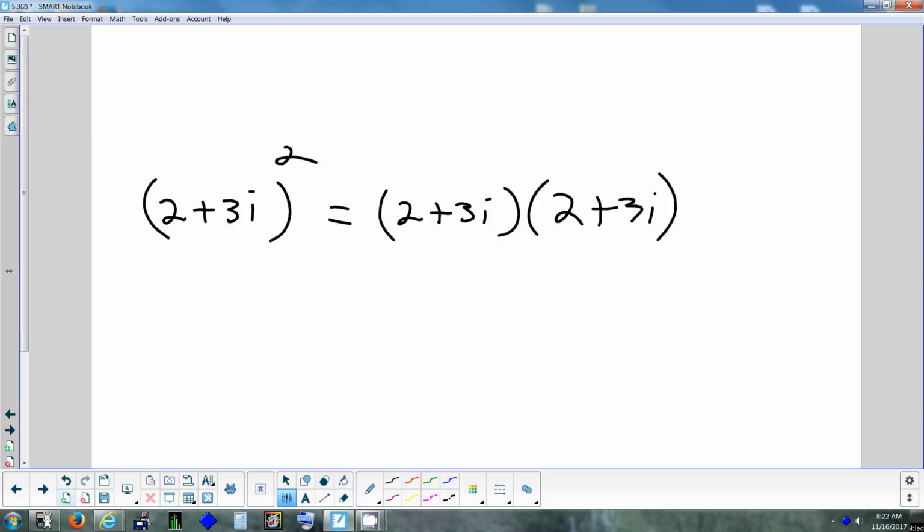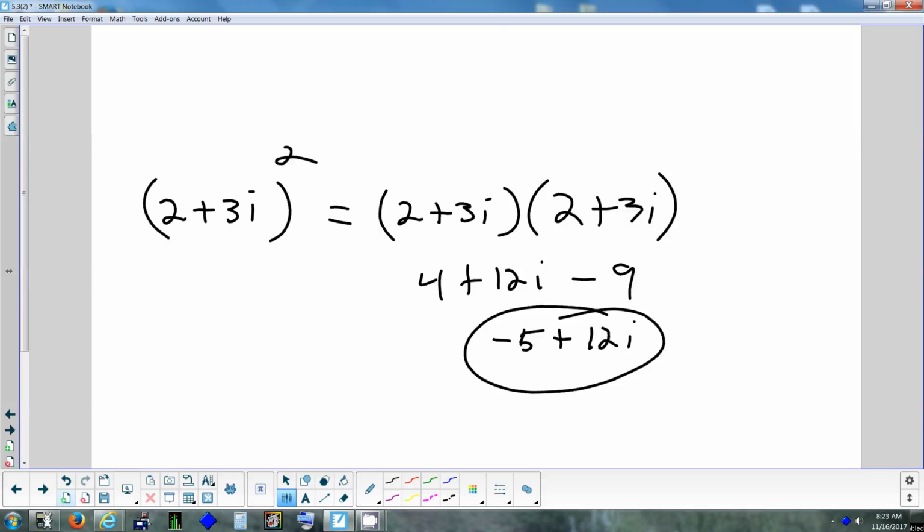So if we were going to do that out, we'd get 4 plus 6i plus another 6i. 3i times 3i is 9i squared, which is a negative 9. And then you'd combine like terms. What's 4 minus 9? Negative 5 plus 12i. Now, for that problem, I don't think there's a faster way to do it. Changing 2 plus 3i to polar and doing it that way is probably going to take you longer than it did for me to just do it the old way.